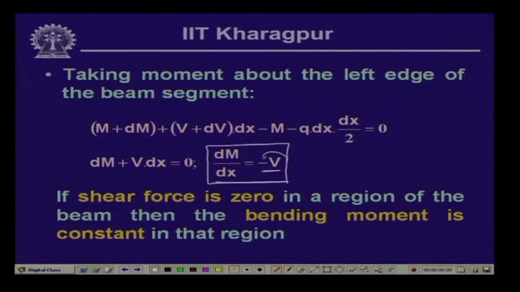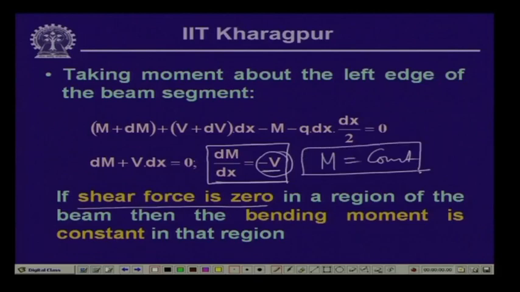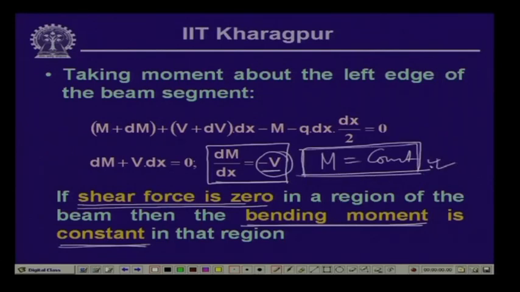Now, if this quantity becomes 0, if shear force is 0, then M is equal to constant. So, the portion in a beam where the shear force is 0, the bending moment at that particular portion will be constant, and this is an important observation, and this will be helpful when we will be drawing the shear force and the bending moment diagram.